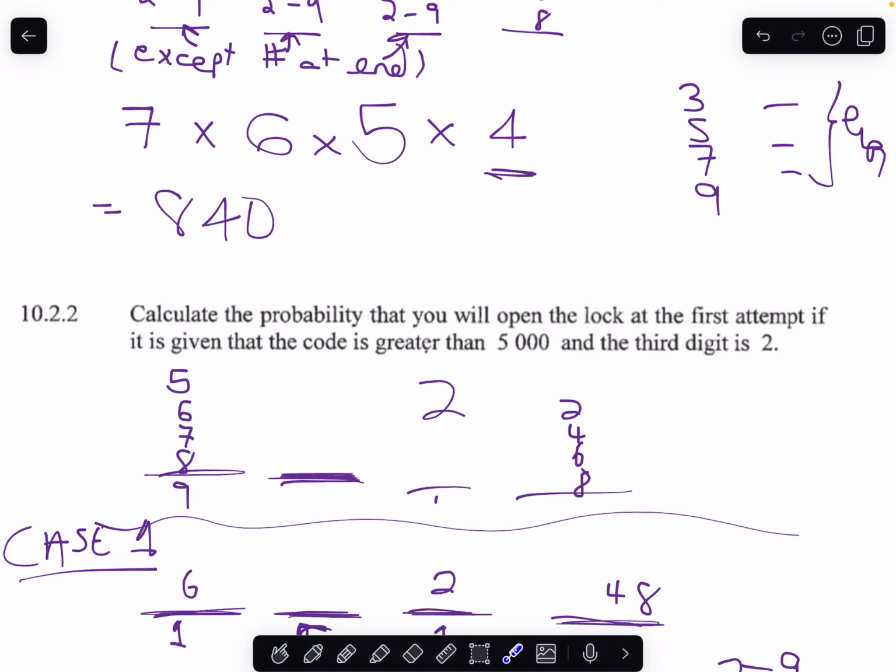That for me is the probability that the code satisfies these conditions. If we're saying calculate the probability that you open the lock at the first attempt, if it is given that the code is greater than 5,000 and the third digit is 2, so there are only 65 possibilities.